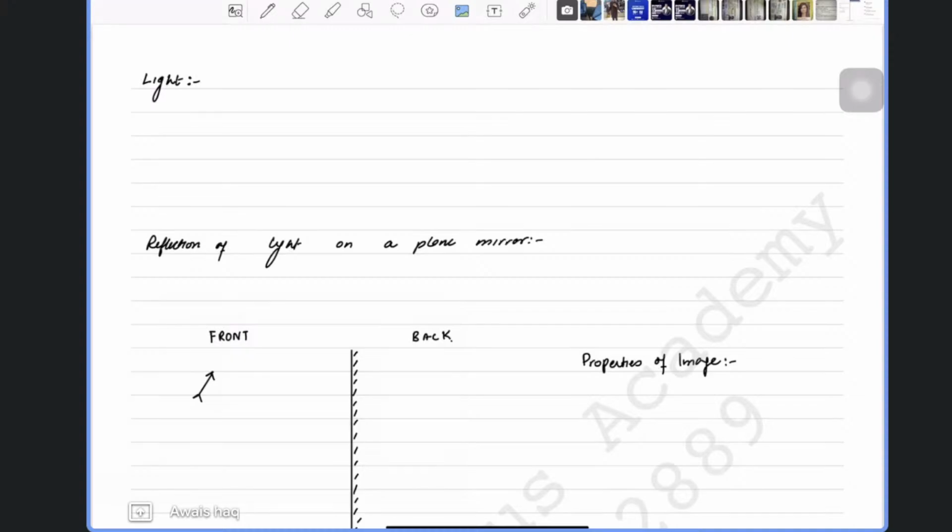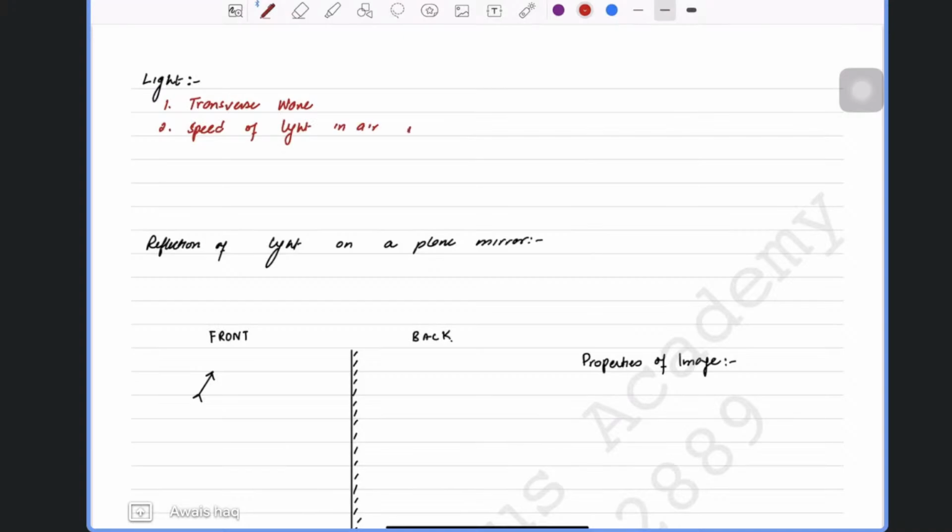So about light, first we're going to learn what exactly light is. Light is a transverse wave. You guys should remember this value, that the speed of light in air or vacuum is denoted by c, and it is 3.0 times 10 raised to 8 meters per second. Then obviously light can travel in vacuum as well.